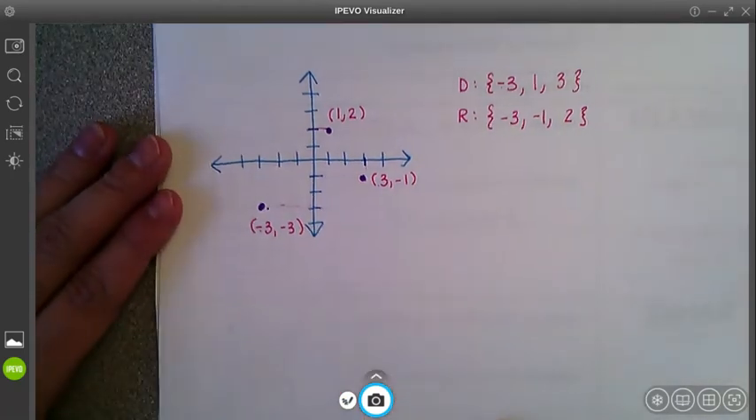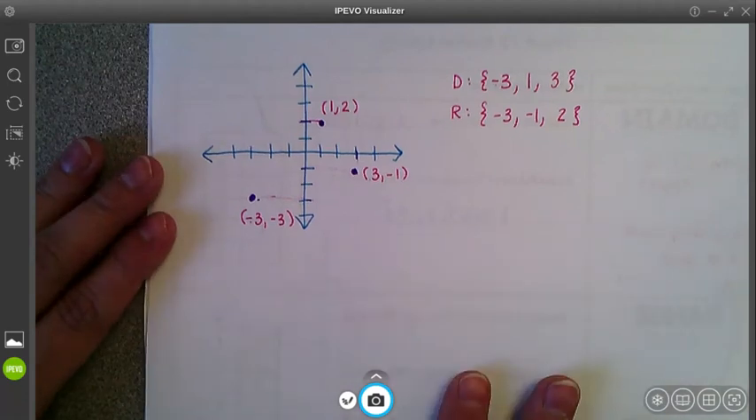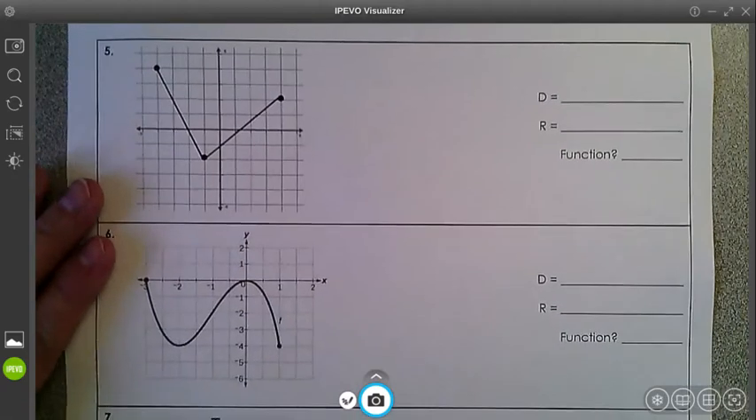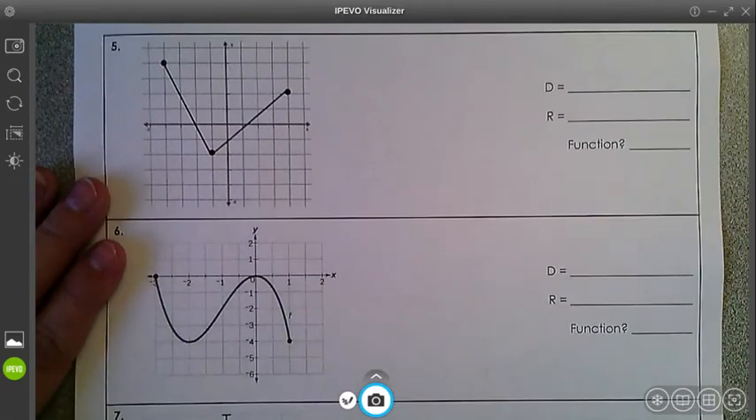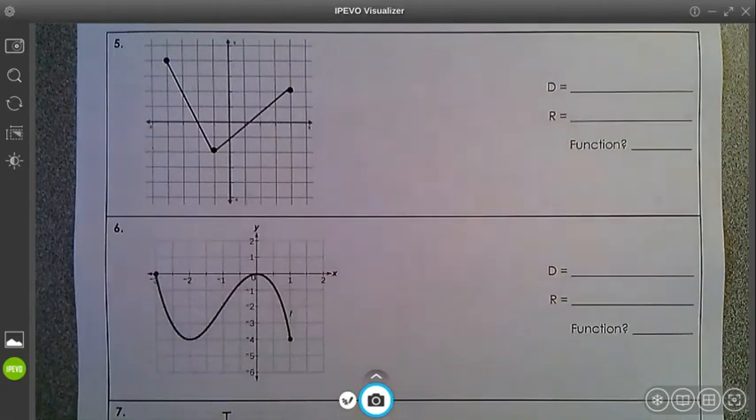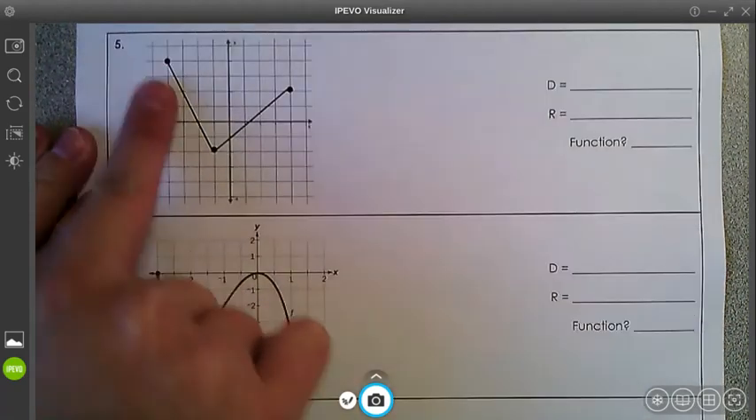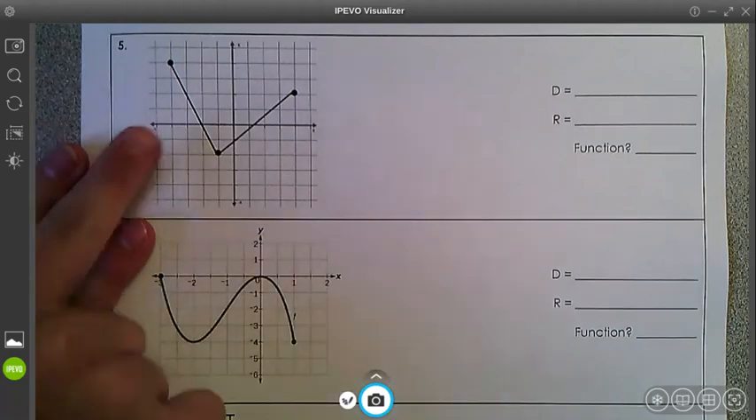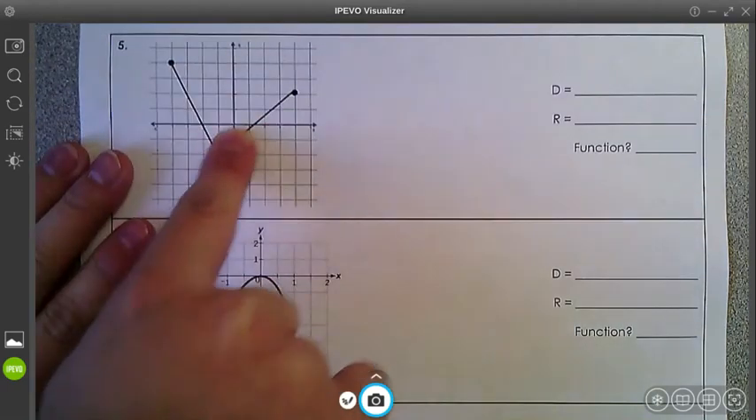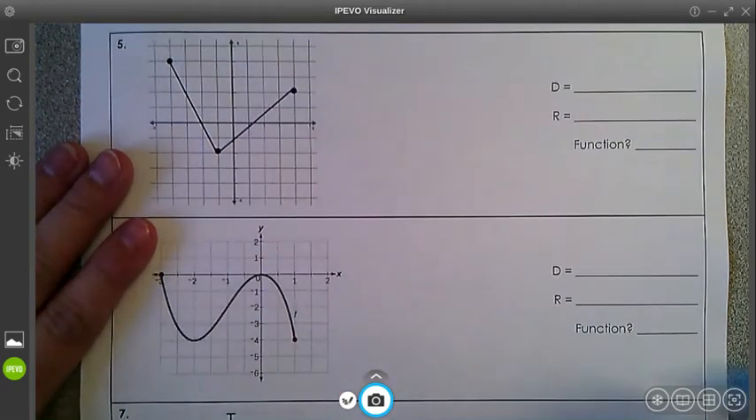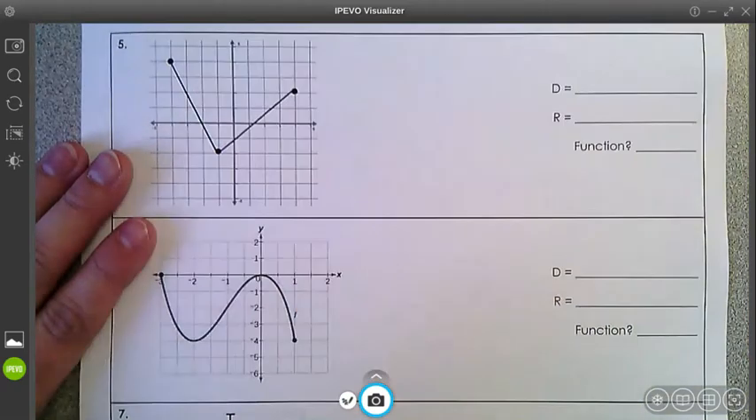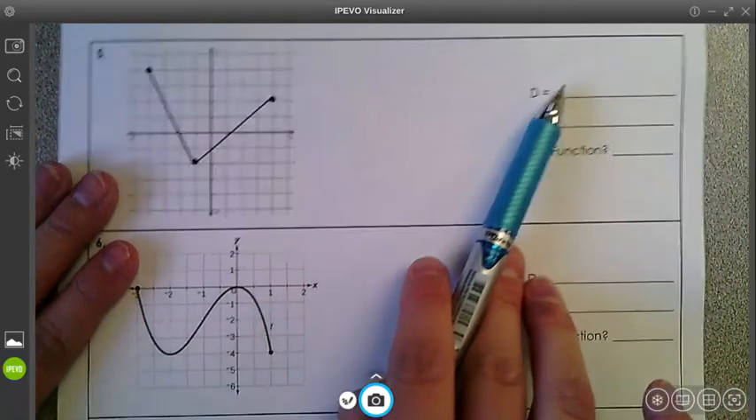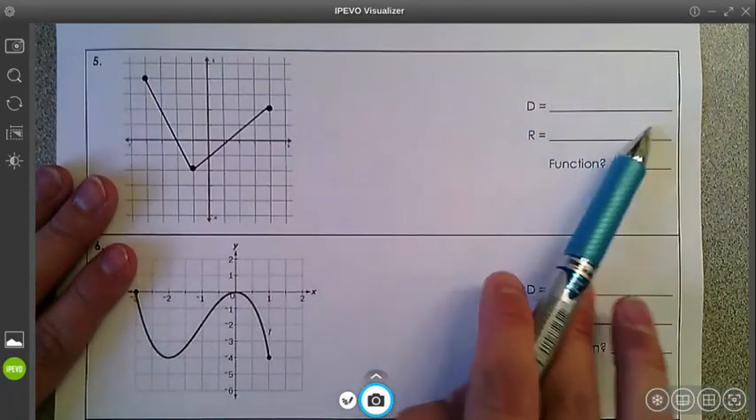So if you're in regular Algebra 2, you can stop here. The rest of you have a few more questions. And these are graphs, but they're not just individual points. Instead, we have some points that are connected with lines. And so every point along these lines would be included. So there is no way that we could actually just list out every single point.